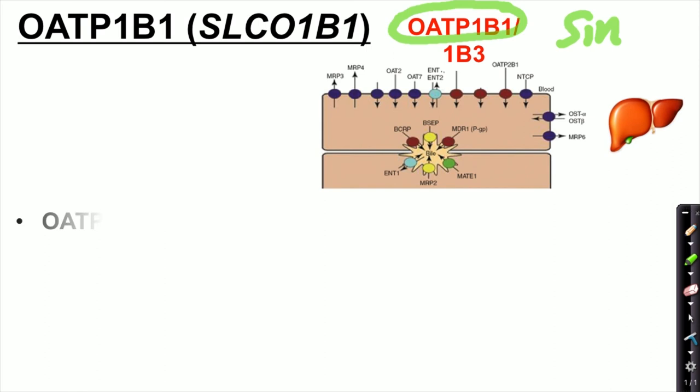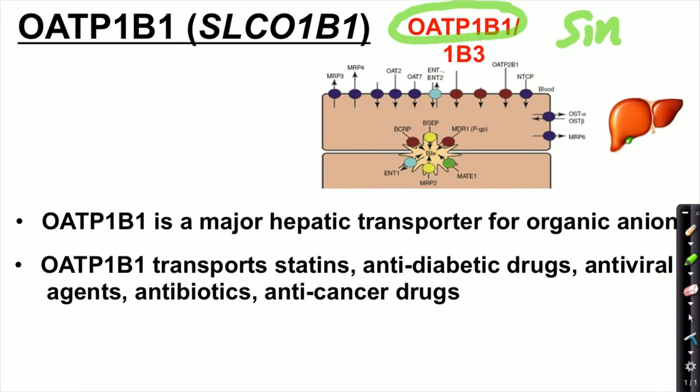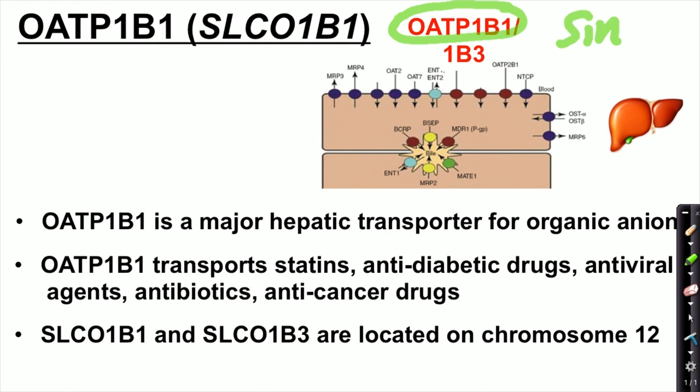So first of all, OATP1B1 is a major hepatic transporter for organic anions or acidic drugs. It transports statins, which are well known to be transported by OATP1B1, a number of anti-diabetic drugs, antiviral agents, and anti-cancer drugs. So it transports a variety of different drugs, or what you call xenobiotics. So it's an important xenobiotic transporter. And both of these are located in one particular locus, SLCO1B1 and 1B3, on chromosome 12.